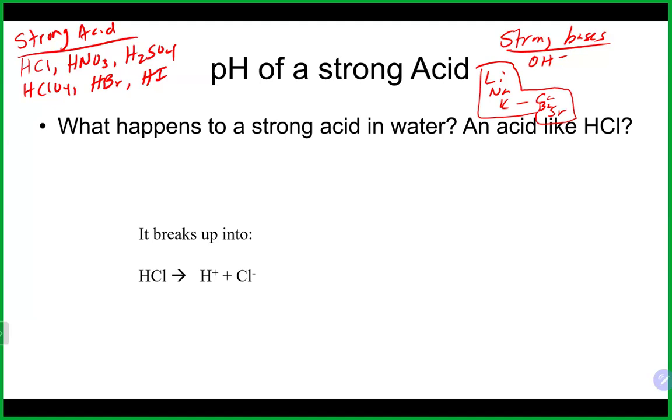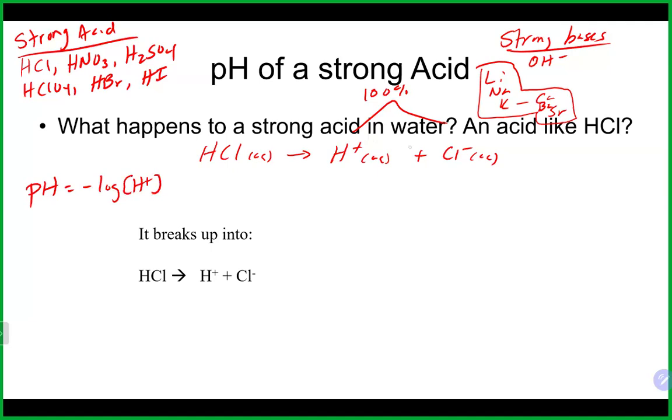they will 100% break apart. So if we did have something like hydrochloric acid in solution, as we've talked about, it will 100% break apart into an H plus and a Cl minus. And you will have none of the HCl units still together. Now, when we talk about pH, it is the H plus concentration which is the most important thing to figure out in order to calculate the pH of, say, a strong acid.